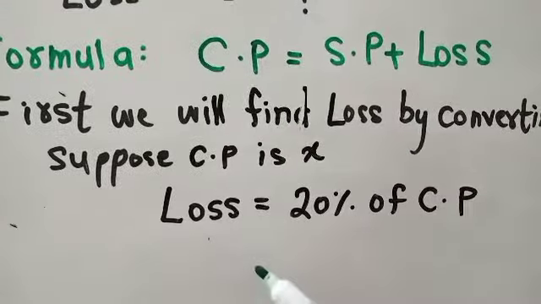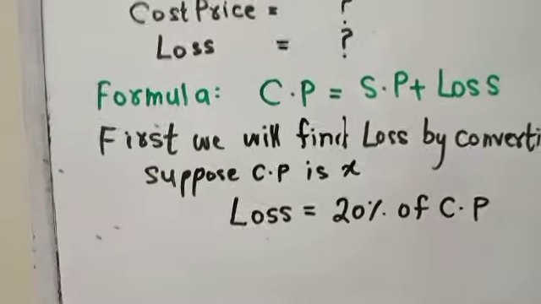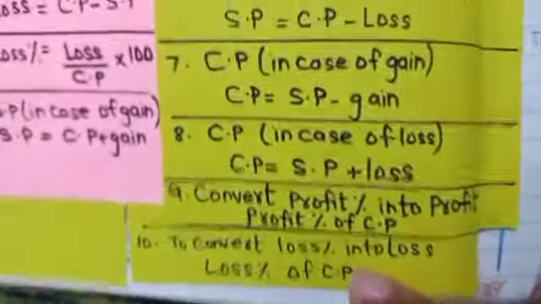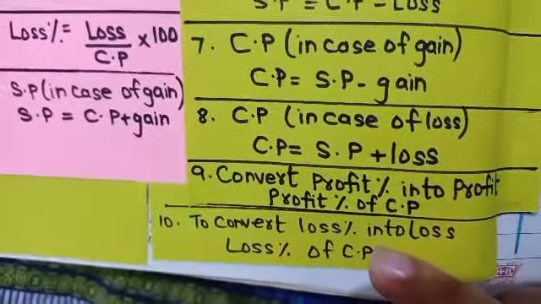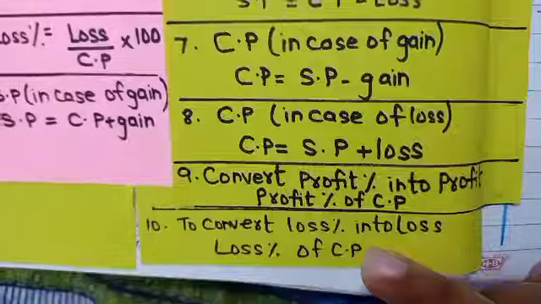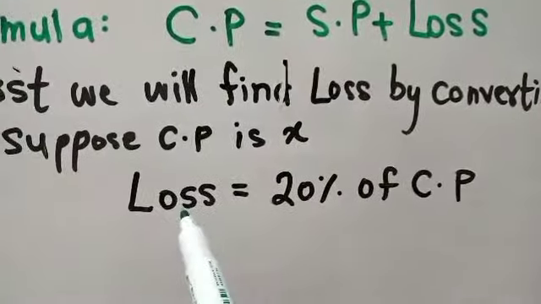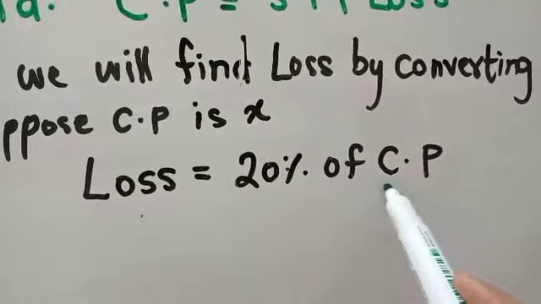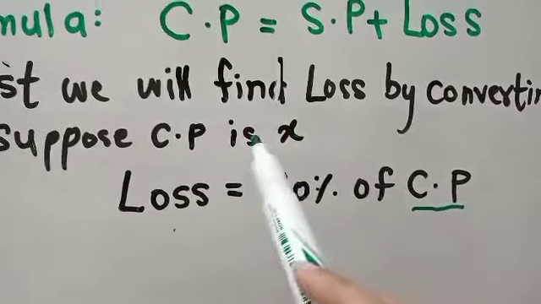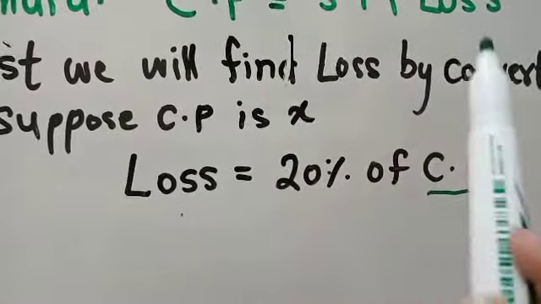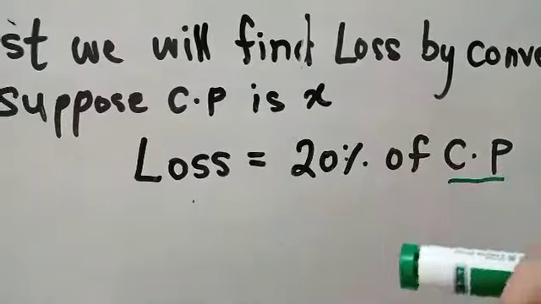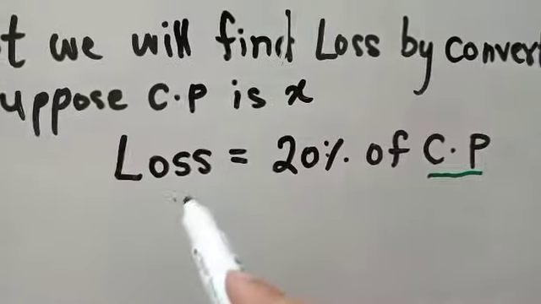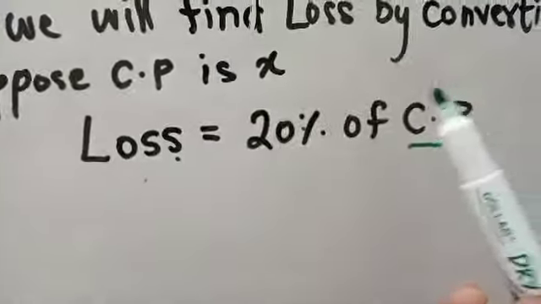Now I will write the formula. I will see the formula for loss, how to calculate loss. Now come back to your formulas again. Number 10, to convert loss percentage into loss, the formula is loss percentage of cost price. So I will write here my formula, loss is equal to 20% of cost price. Now again, cost price I do not know. For this I will write, suppose cost price is X. Up till yet I do not know. I will calculate, but first I have to find my loss, which I am working for.